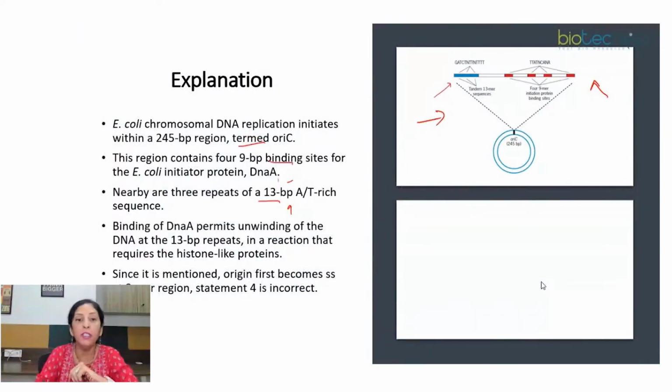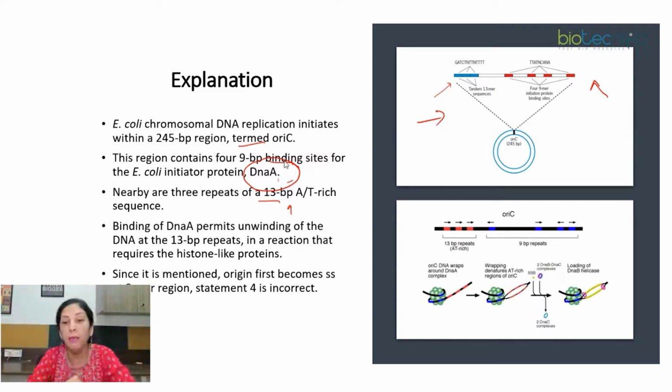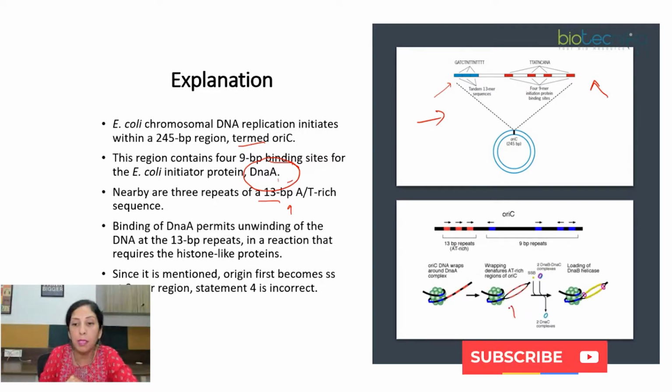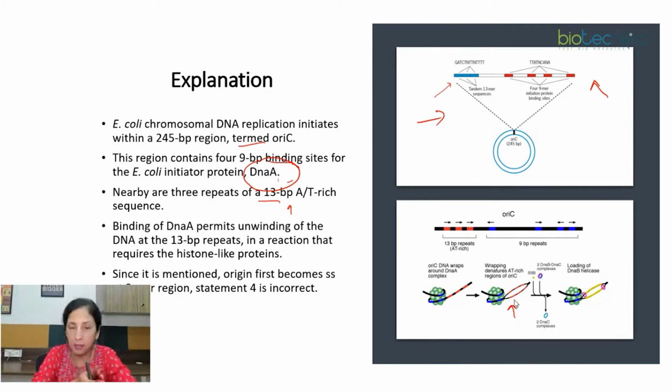Why? Because the initiator proteins, which I have just explained, will be binding to the 9 mer site, and the 13 mer site will become single stranded, right? So yes, half of that statement we can consider correct, but the other half is incorrect. DNA is becoming single stranded in the 13 mer region and not in the 9 mer region. So that makes statement 4 an incorrect statement.